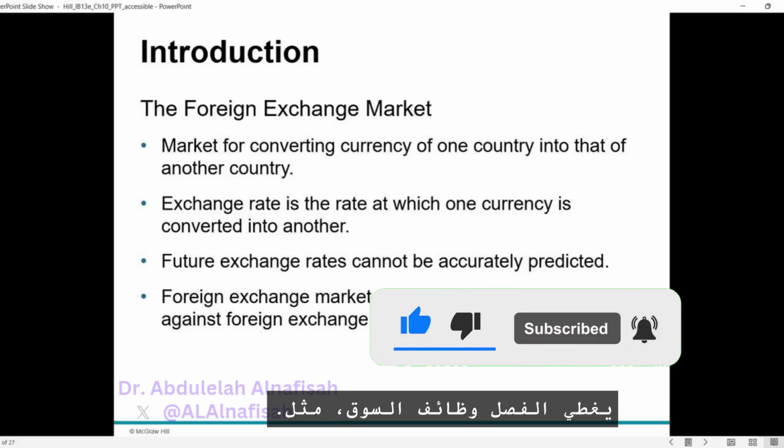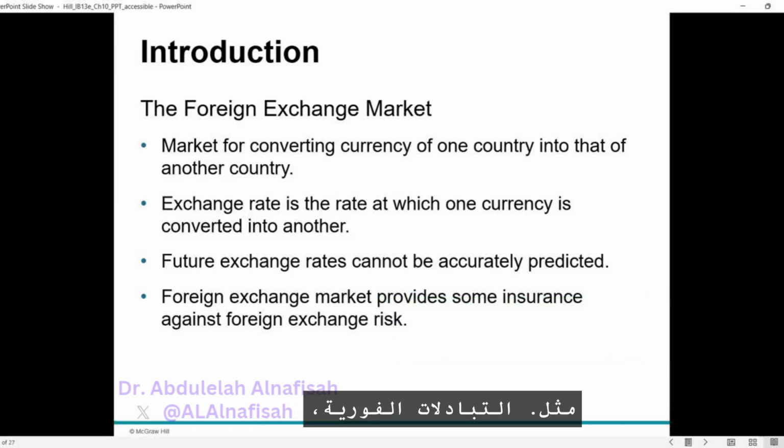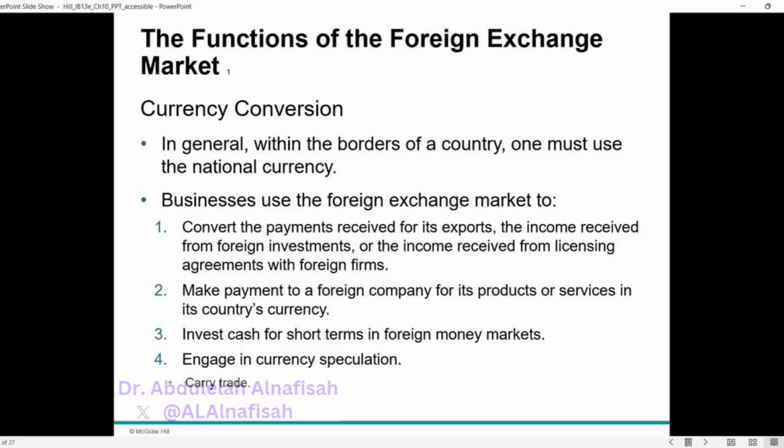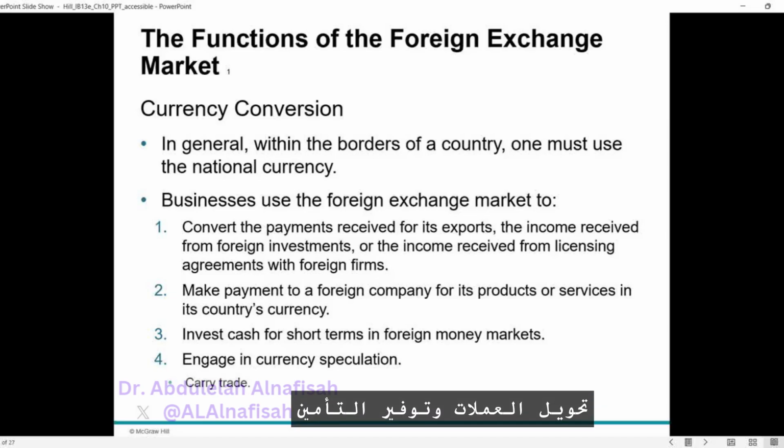The chapter covers market functions, e.g., spot exchanges, forward exchanges, and currency swaps, and the factors influencing rates, with a focus on business implications. The foreign exchange market serves two main functions: currency conversion and providing insurance against foreign exchange risk. In currency conversion, each country has its own currency, and the exchange rate determines how one currency can be converted into another. This is essential for transactions involving different currencies.